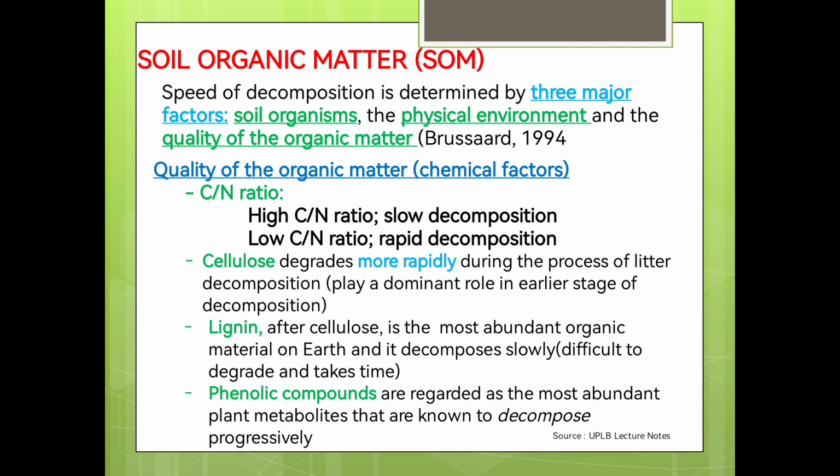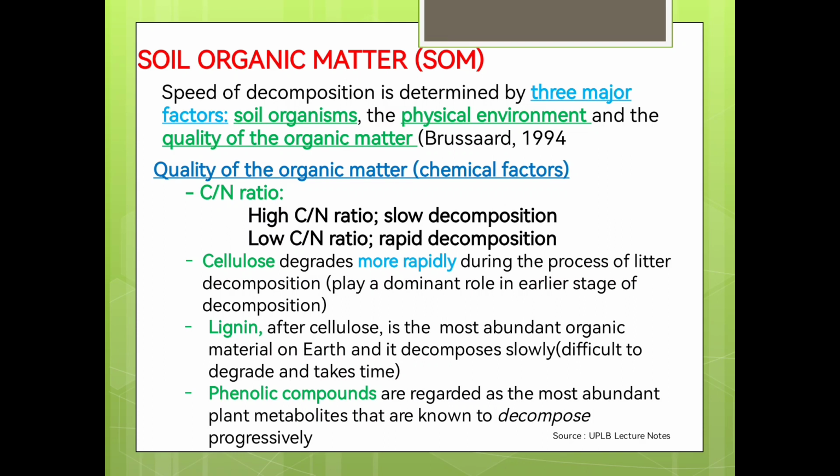What is that? What is their significance? High CN ratio, meaning that there is a slow decomposition. Low CN ratio, meaning there will be a rapid decomposition.